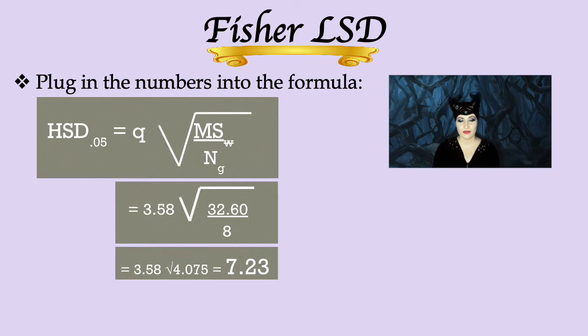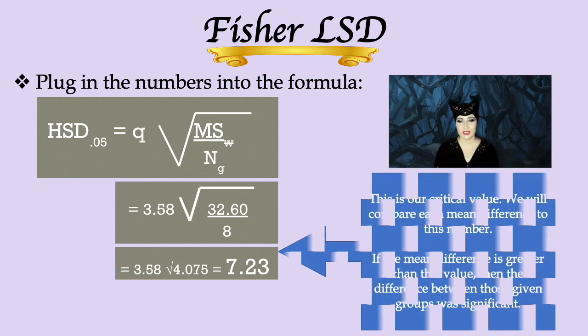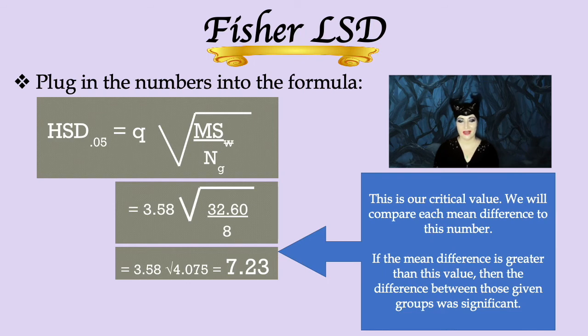So Q is 3.58. I'm going to multiply that by the square root of mean squared within, which is 32.60, divided by n in each group, which is 8. If I simplify that further, I get 3.58 multiplied by the square root of 4.075. Once I solve for that, I get 7.23. 7.23 is my critical Tukey HSD value.